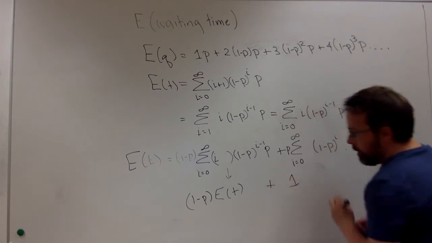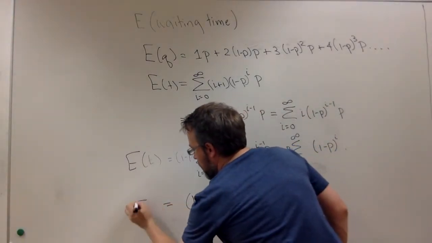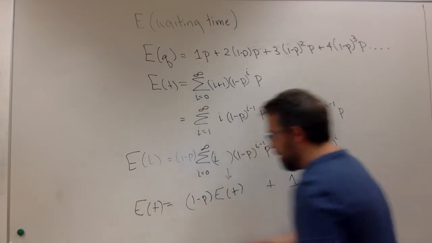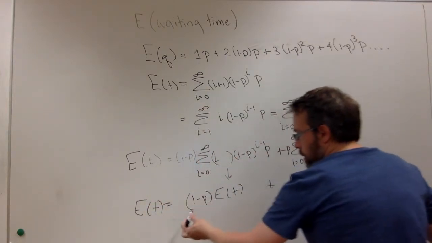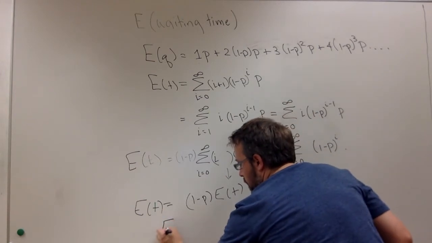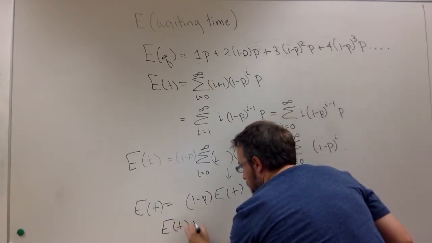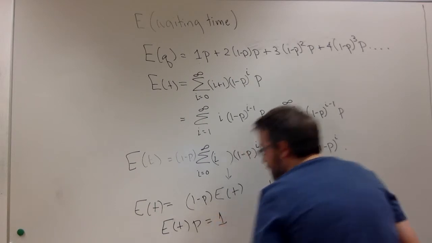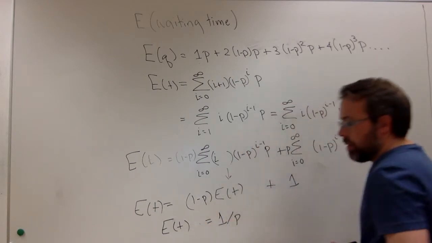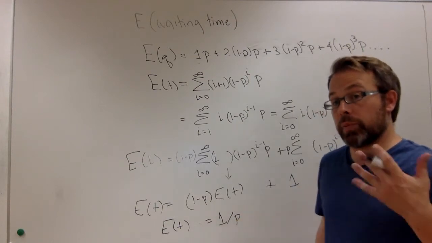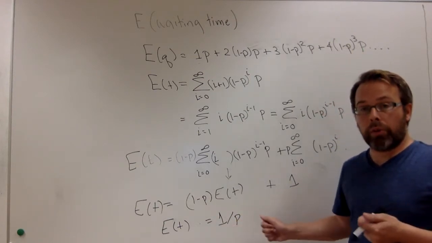Okay, and so we're getting close here. What we have is that E of T is equal to (1 minus p) E of T plus 1. We can rearrange that. So now we get E of T times p is equal to 1, or the expected waiting time is 1 over the rate.